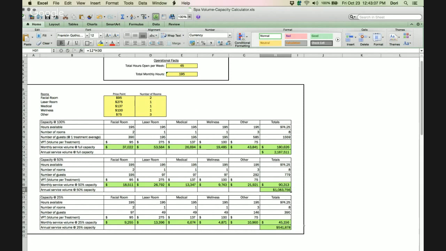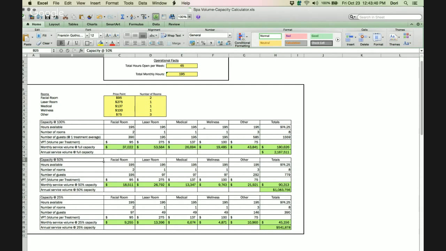So here's how you would use this. You can guesstimate, okay, I'm doing about 500,000 right now. So if you're doing about 500,000 in your place, well, that means you're running at about 25% capacity. If you're generating $1 million, that means you're running at about a 50% capacity. So at a glance, it's going to be able to give you an idea at what capacity your spa is currently operating at. Now, as a rule of thumb, most spas operate at about 35% of their capacity, which is sad.